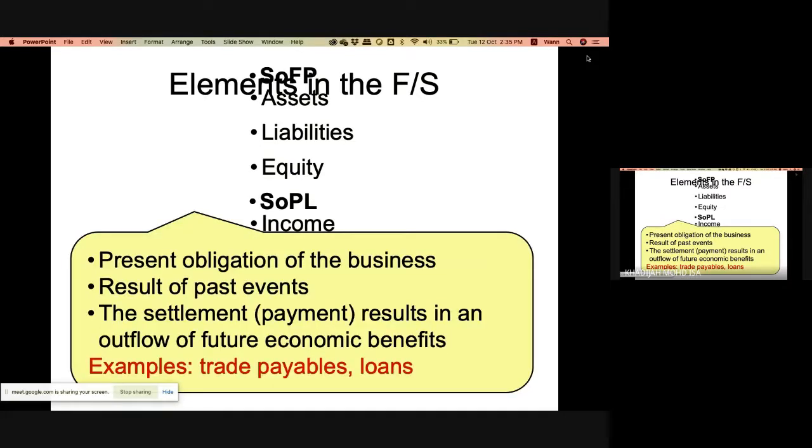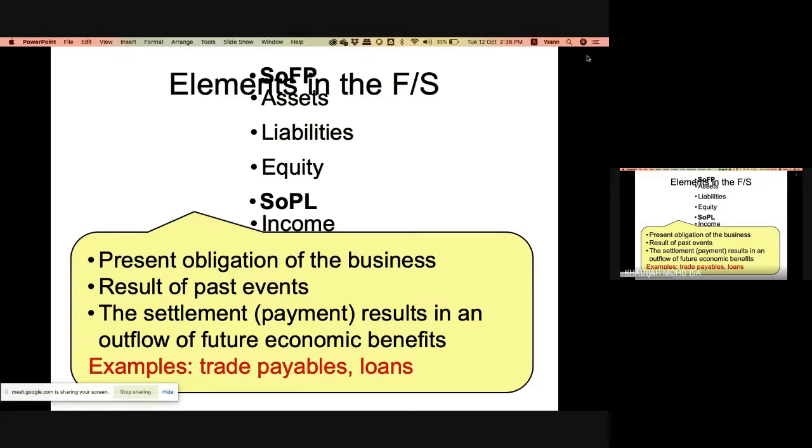But your liabilities are actually your obligation to pay. All right, your obligation is a liability, a commitment that you have to pay in the future. Payment results in an outflow of your future economic benefits. Examples of your liabilities are your trade payable. Payables mean that you have to pay in the future. Receivable, you're going to receive in the future. Receive what? Receive cash. So receivable is an asset, what you have to pay is a liability.